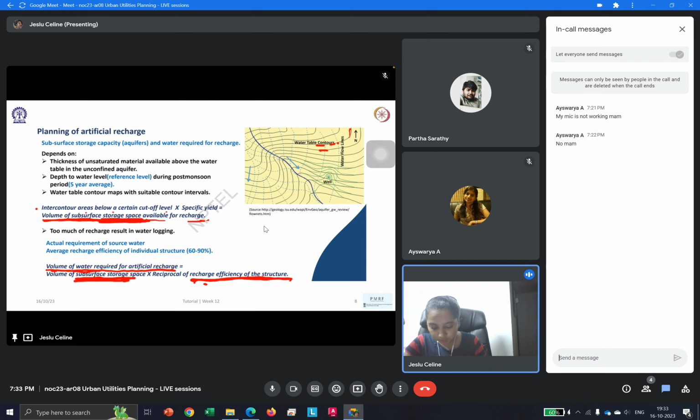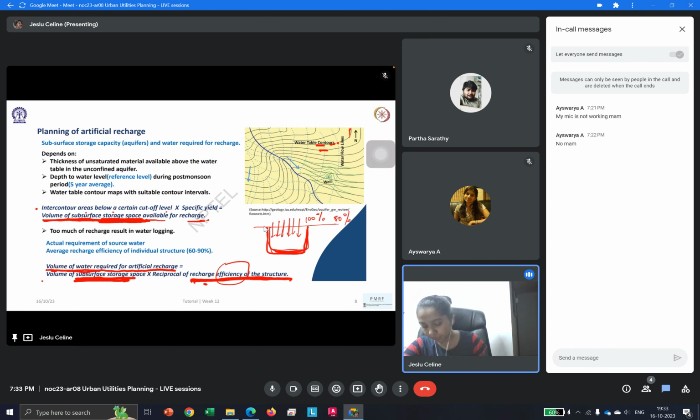Why is recharge efficiency important? Because sometimes all the water will not go in. Even if I have this much volume, 100% of the water will never go inside, some will be lost. So that's why we look at the efficiency. If the efficiency is 80 percent, then we need to account for that and provide the additional 20 percent of water also, because some amount of water is going to be lost in the process.